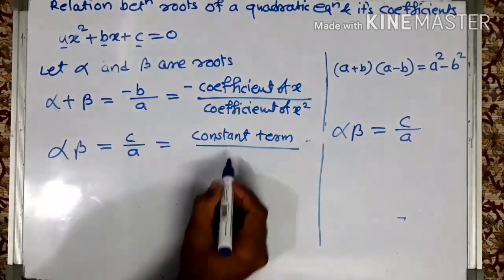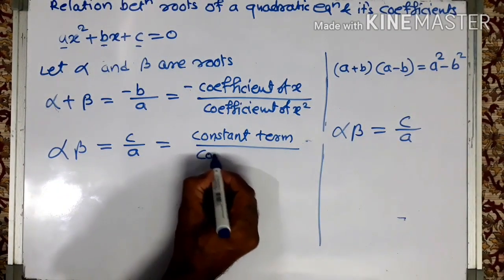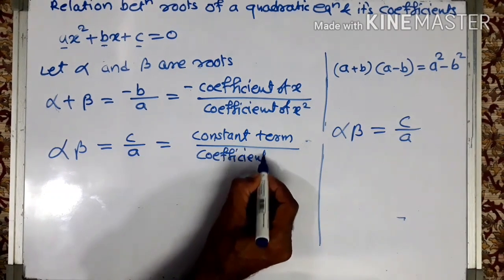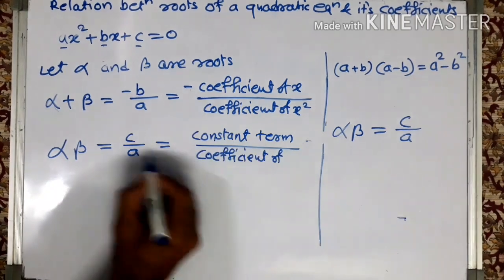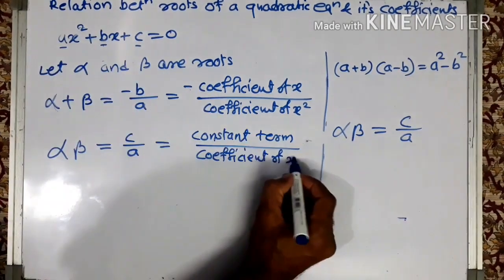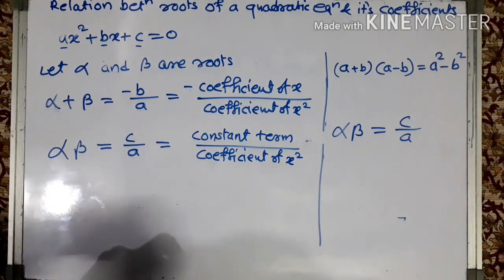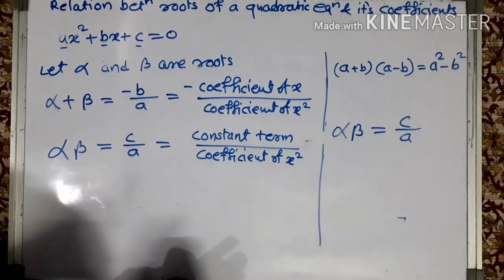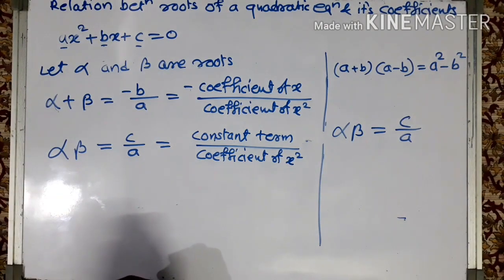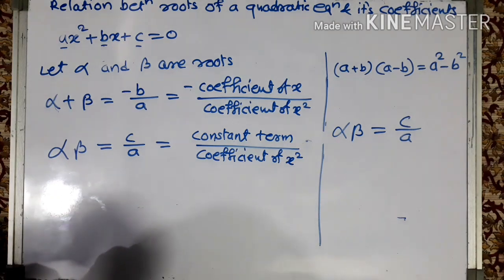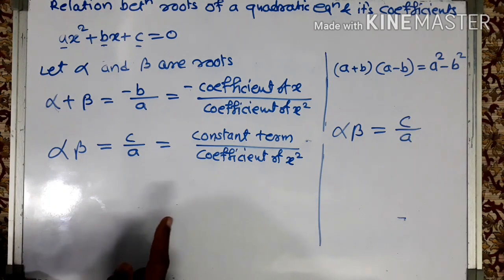Constant term is c upon coefficient of a, that is, coefficient of x square. These two relations we have got here. Now let us apply these relations on a quadratic equation and check. We are going to check these relations.